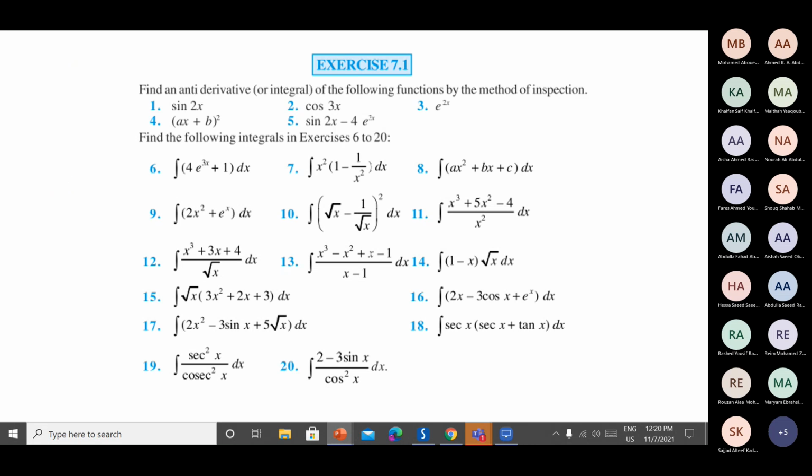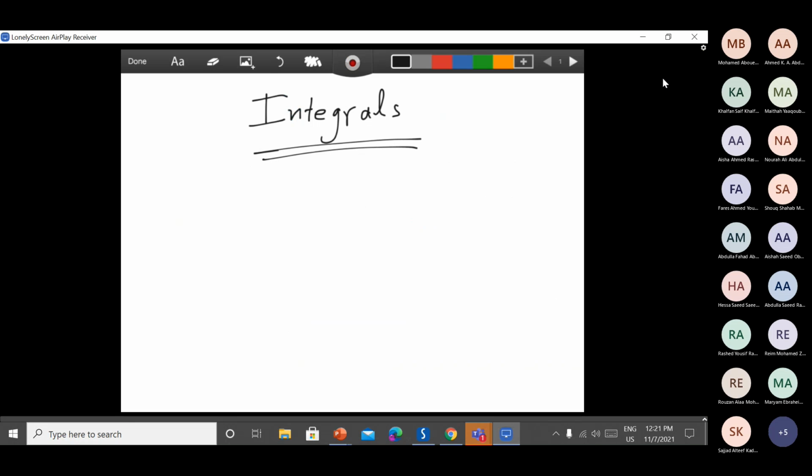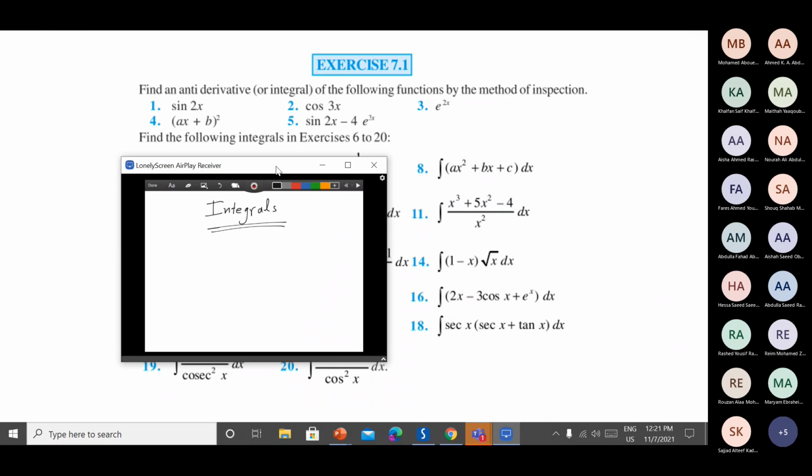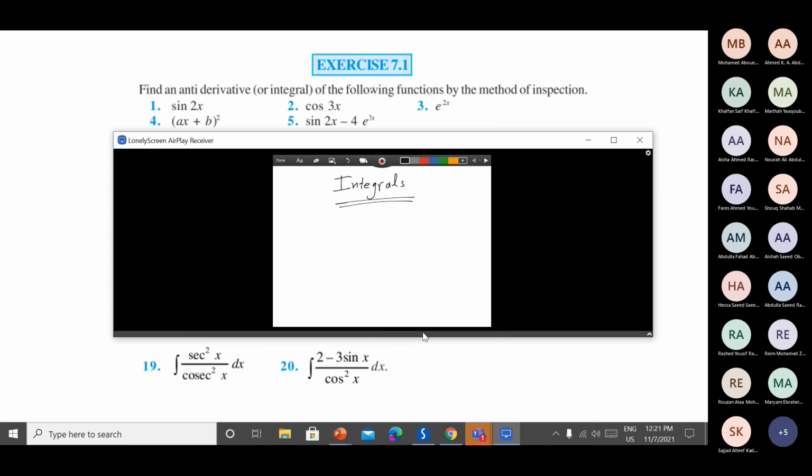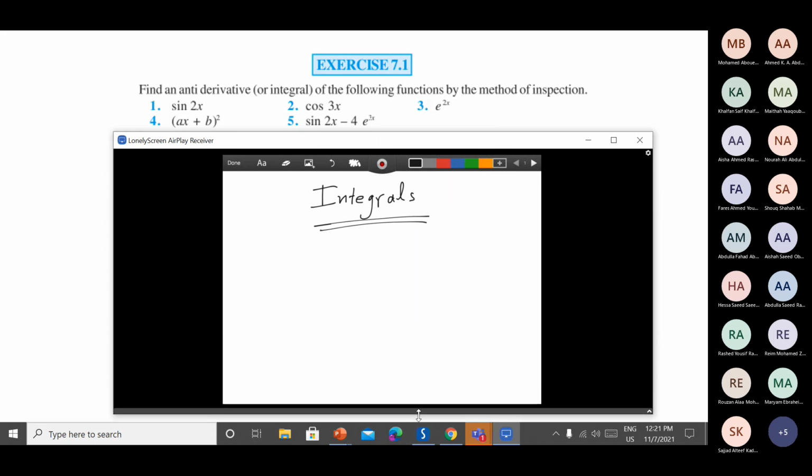Okay. Now we have exercise, right? Let's start together, and we have the board, and you will try to help me solving this one. Let's go for the first 5 questions. Now, what is the antiderivative of sine 2x? Antiderivative means what? The integration of sine 2x dx. Do you have it in your table?